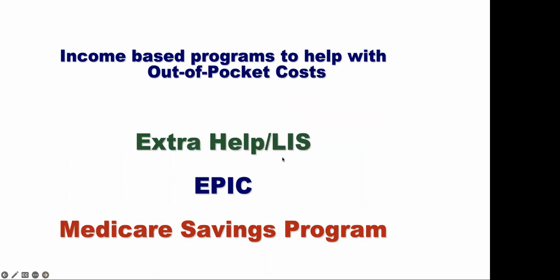Now, at the beginning of the presentation on the second slide, I showed you that one of the things we're going to talk about are programs that can help certain people that have certain incomes with extra help, with assistance with paying for out-of-pocket Medicare drug costs, and with Medicare premiums. There are 3 programs I want to talk about: Extra Help, which is known as the Low Income Subsidy, LIS, EPIC, and the Medicare Savings Program.